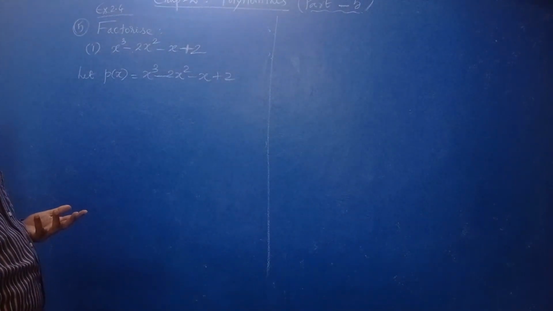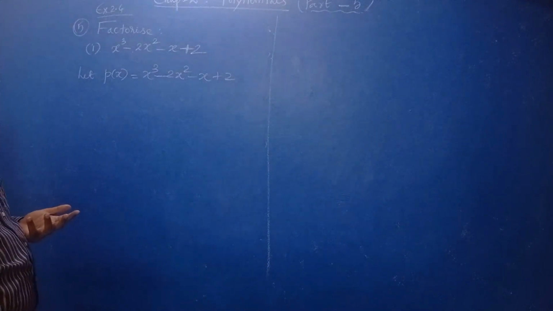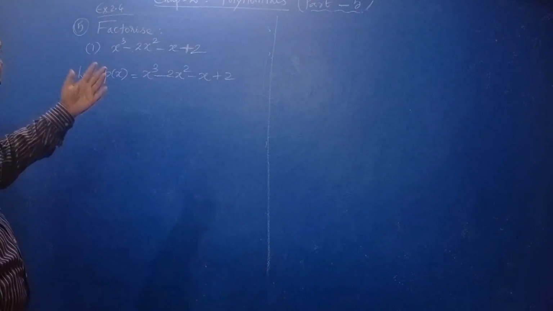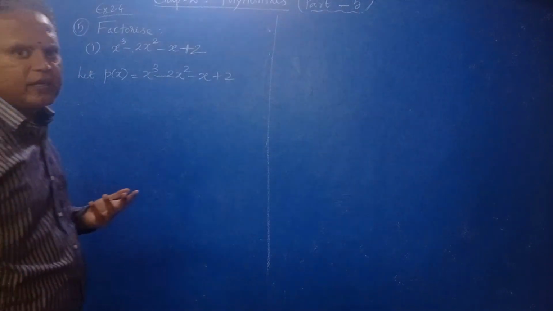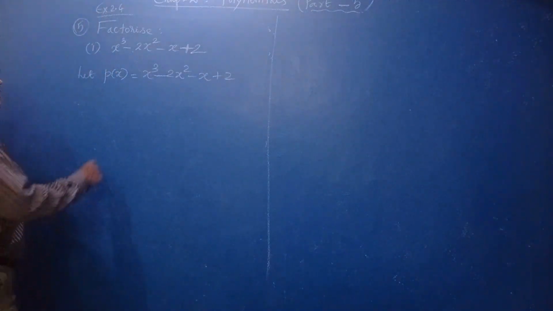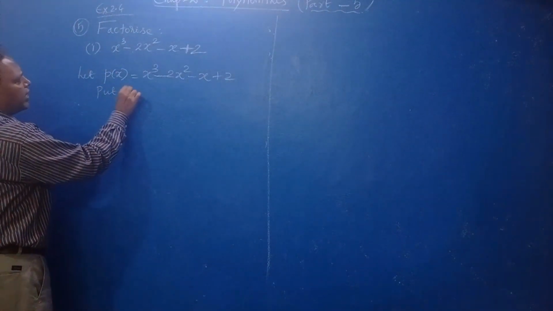How to do it? The trial and error method you have to use. You give x value 1. Okay, the x value you give 1. You will see what will happen. Clear? Because the remainder you have to get is 0. Okay, that is the condition. Therefore put x is equal to 1.